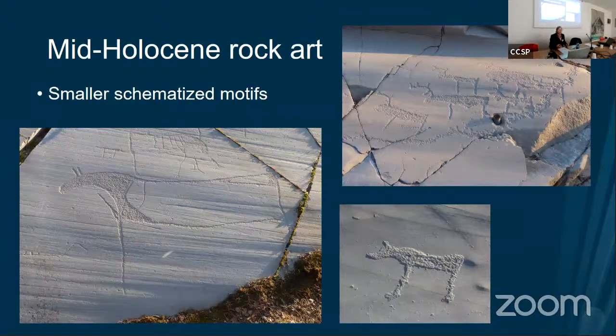I apologize for not having, what do you call it? Anyway, so you can't see the size over here, but most of the motifs are perhaps between 10 to 20 centimeters. The elk just about here is probably somewhat larger, maybe up to between 30 and 40 centimeters. But again, they're nowhere like life-size images.